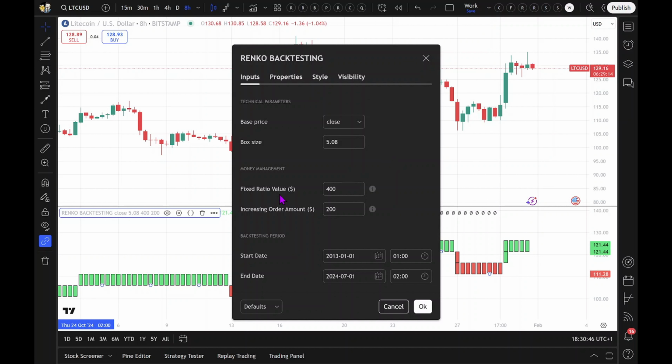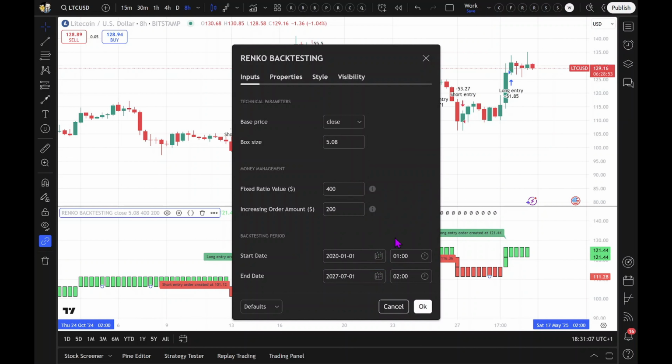Then, the fixed ratio value corresponds to the amount of earned money which will allow us to increase the size of the position by $200, so this quantity here. It's money management, and we're going to leave the default settings. And the backtesting period, we're going to change it from 2020 to 2027, to be sure that today is included.